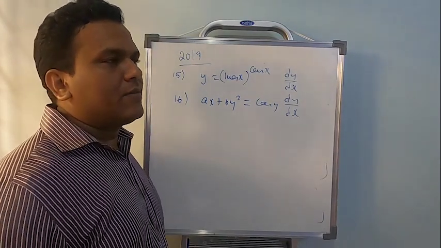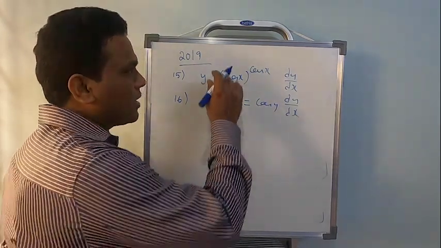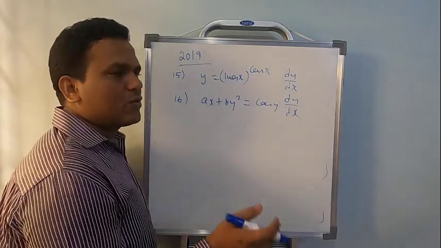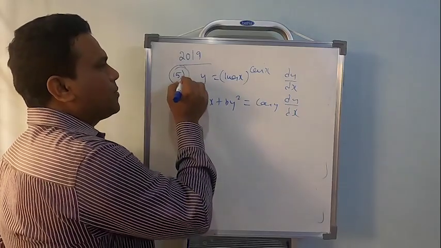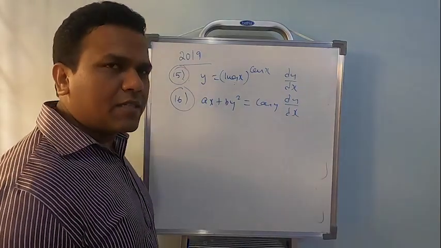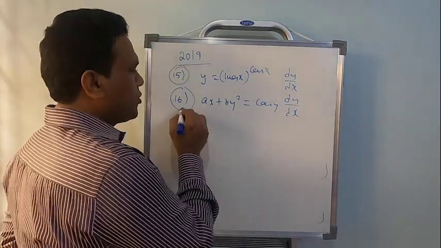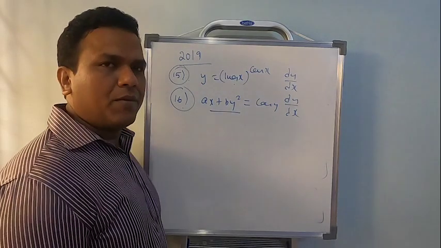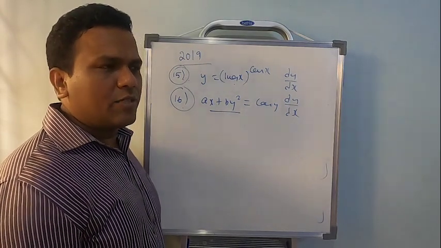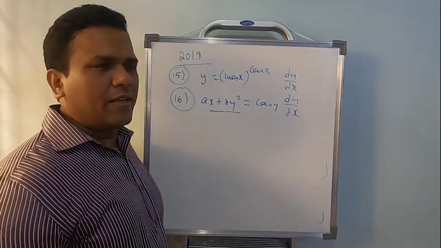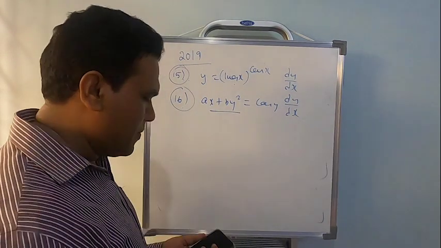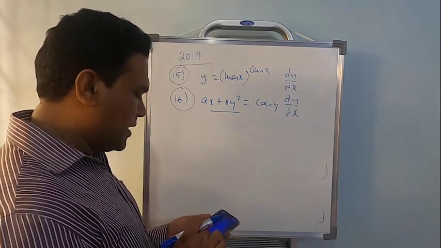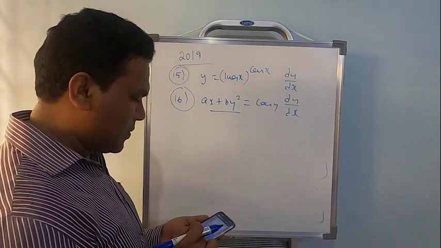See, the chances of not giving these two topics are very rare so far. So problem number 15 and 16 are fixed. Problem number 15 is most of the time logarithmic differentiation. Problem number 16 is most probably from implicit differentiation. These two are almost fixed. Rarely they will give some inverse problems also. That is one of the other possibilities. So please refer. These two are already done, so I will not explain this once again.